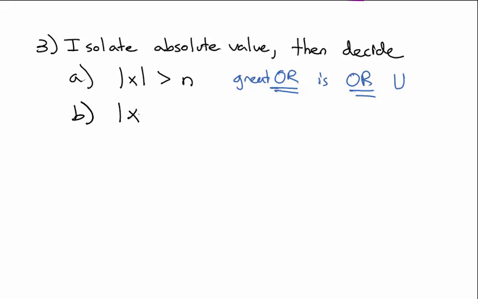Contrast this with if the absolute value after it's alone is less than some number, less is tripartite, where x is between negative n and positive n. So you're going to have to decide that on each inequality problem. Which one is it? So you can set it up correctly and then solve.